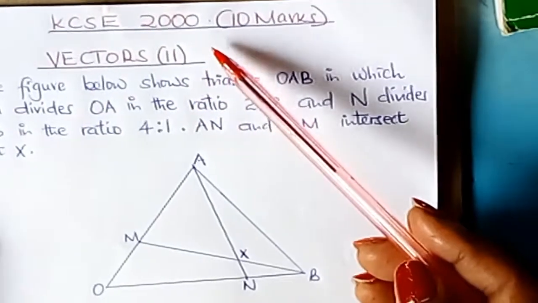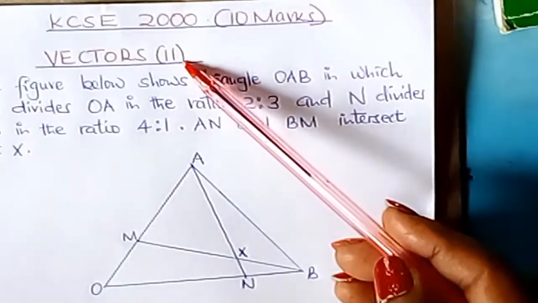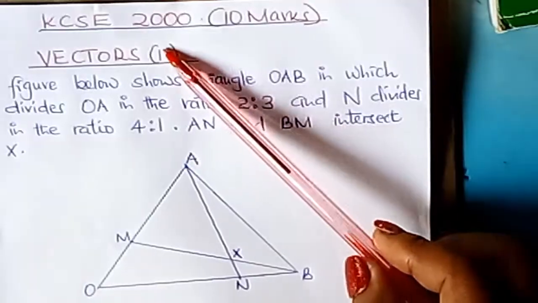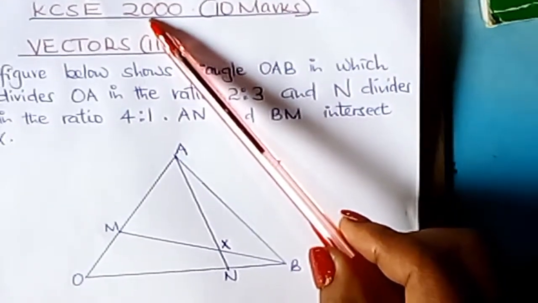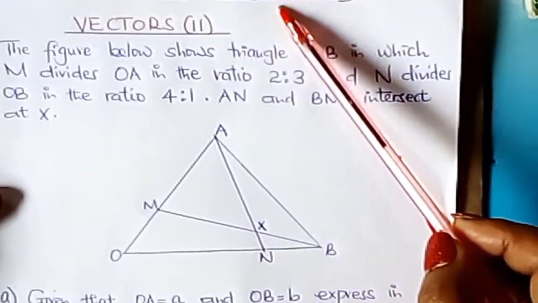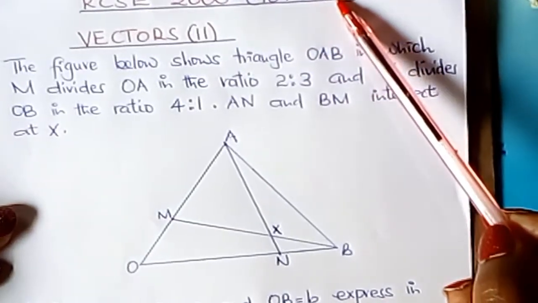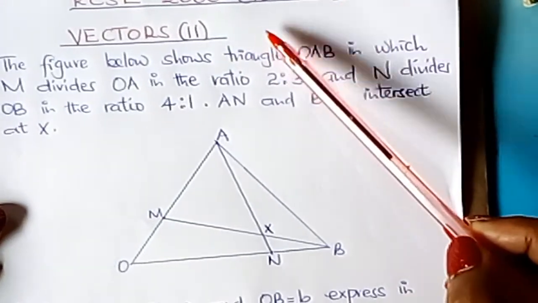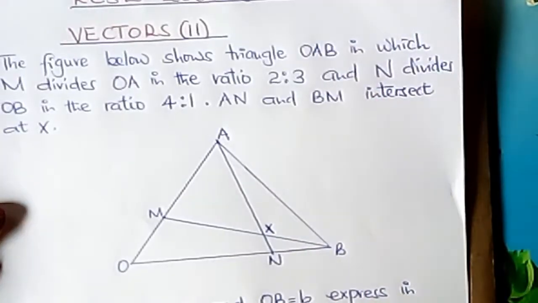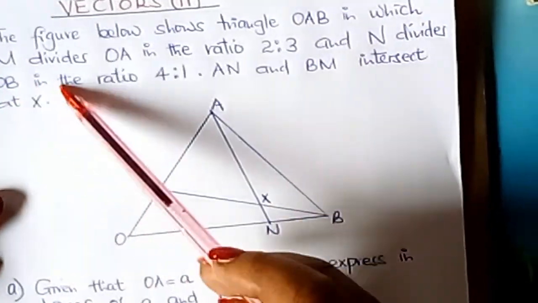KCSE revision. We are looking at Vectors II, a question that was tested in KCSE in the year 2000, and it was carrying 10 marks. This is normally Form 3 work. So we look at the question.